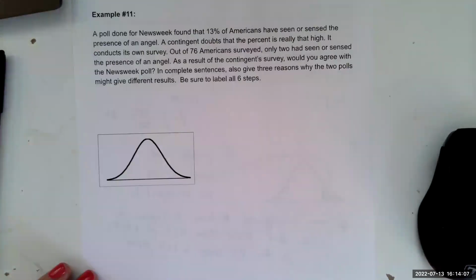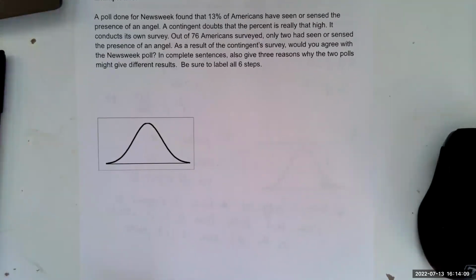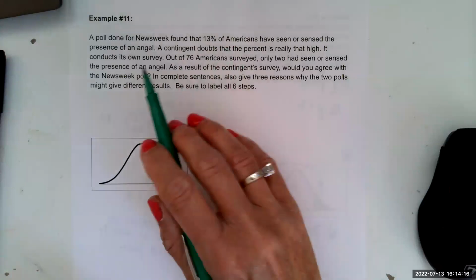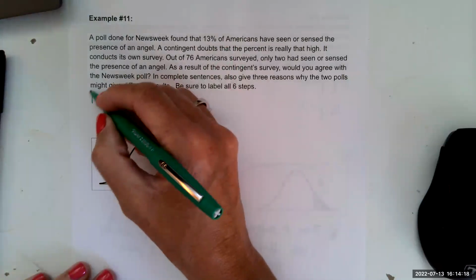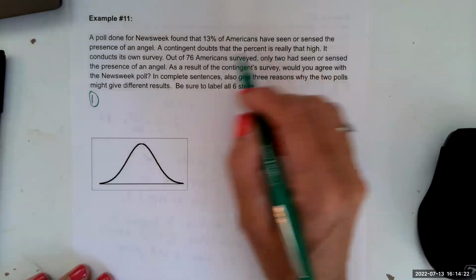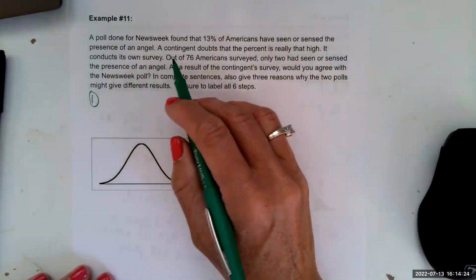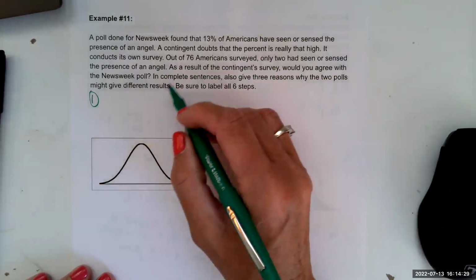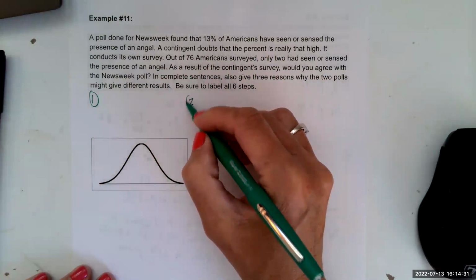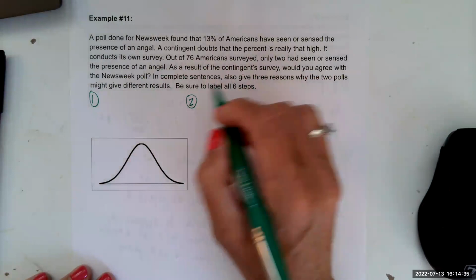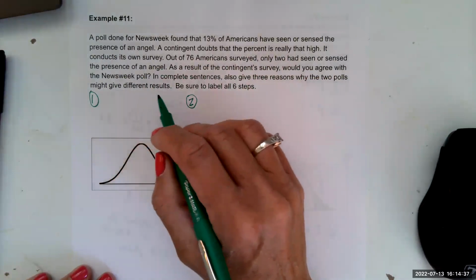And our last example, it says a poll done for Newsweek found that 13% of Americans have seen or sensed the presence of an angel. A contingent doubts that the percent is really that high. It conducts its own survey. Out of 76 Americans surveyed, only 2 had seen or sensed the presence of an angel. As a result of the contingent survey, would you agree with the Newsweek poll? In complete sentences, also give 3 reasons why the 2 polls might give different results.